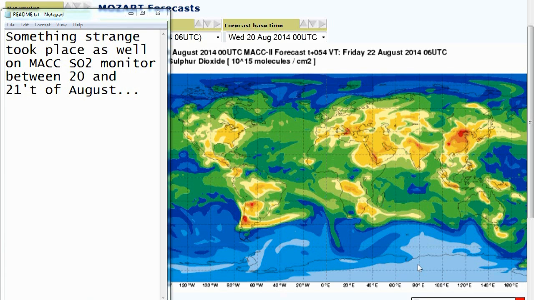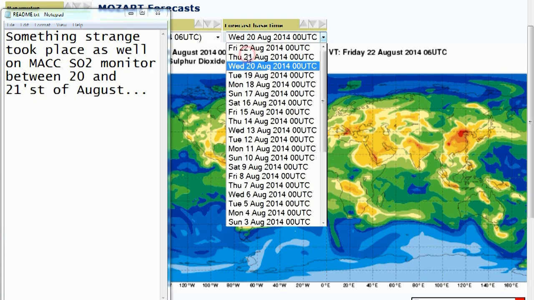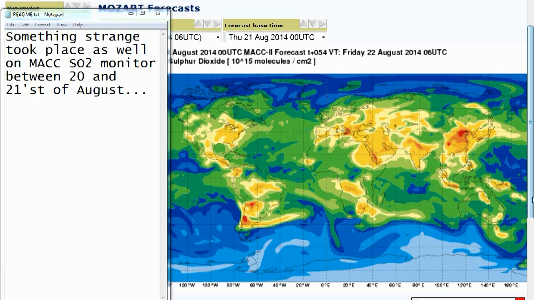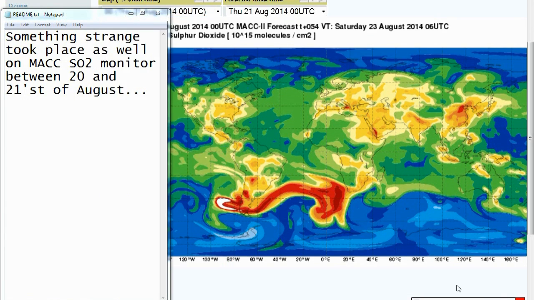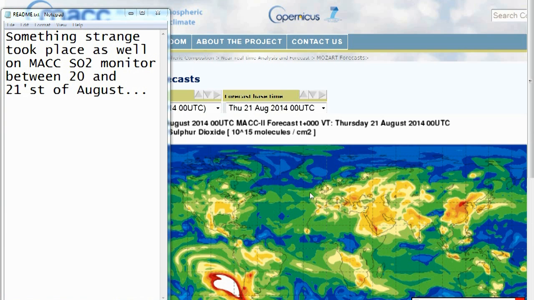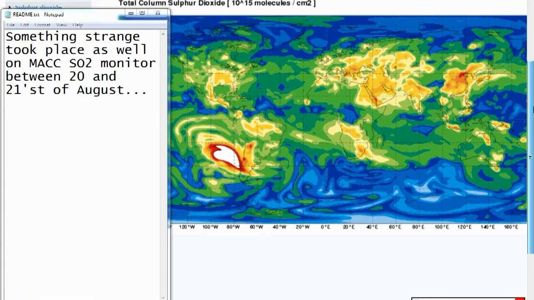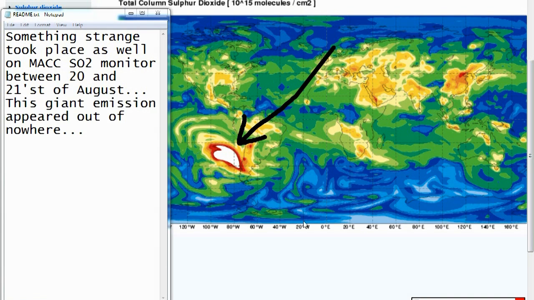Something strange took place as well on MACC sulfur dioxide monitor between 20 and 21st of August. This giant emission appeared out of nowhere.